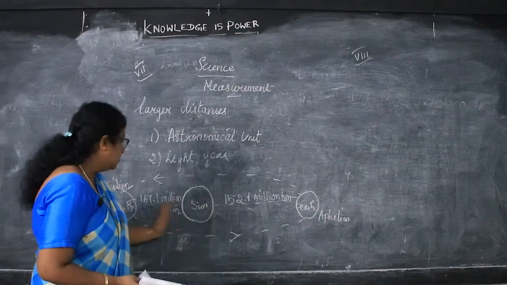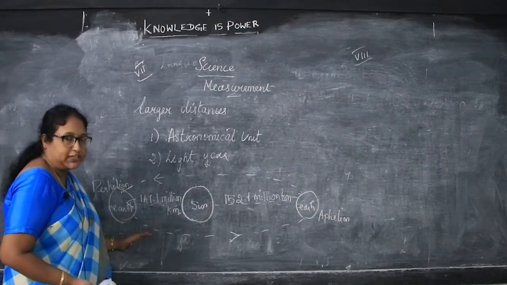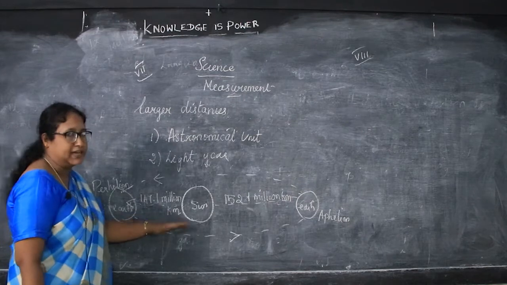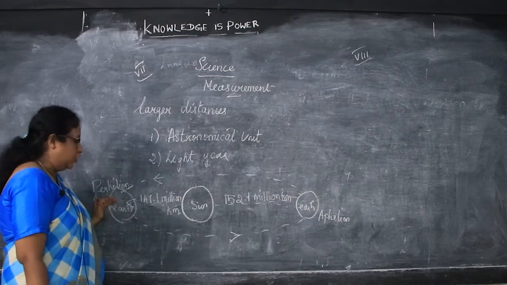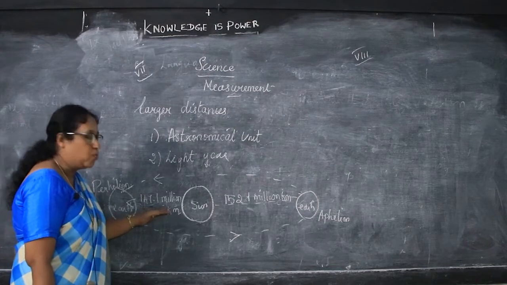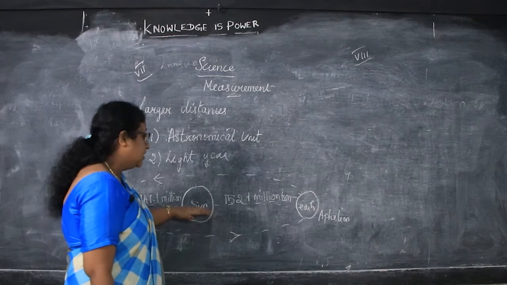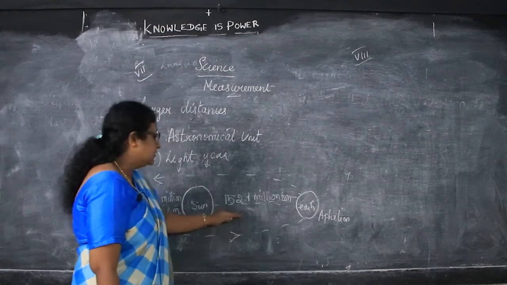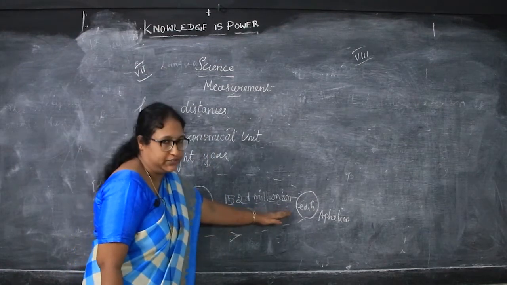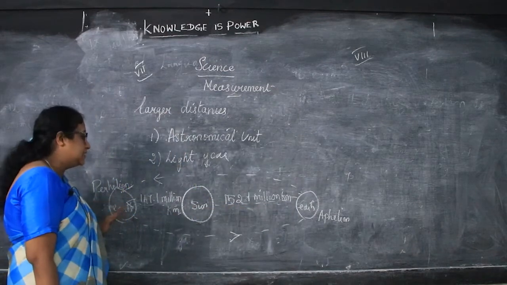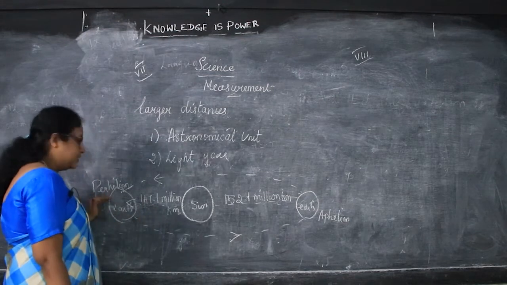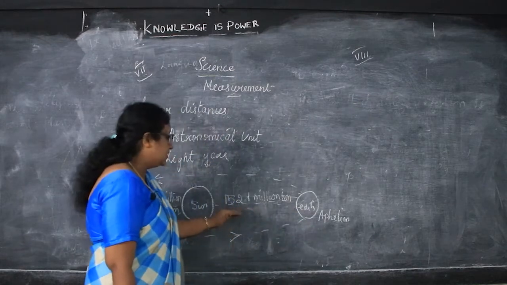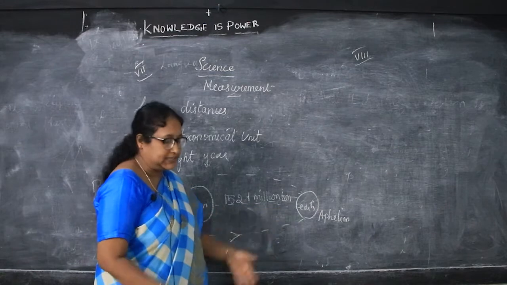When the distance between the earth and the sun is shortest, it is called the perihelion, and it is about 147.1 million kilometers. When the distance between the sun and the earth is largest, it is called the aphelion, and the distance is 152.1 million kilometers. So, what is perihelion? It is the shortest distance between the sun and the earth. And the largest distance is the aphelion, 152.1 million kilometers.